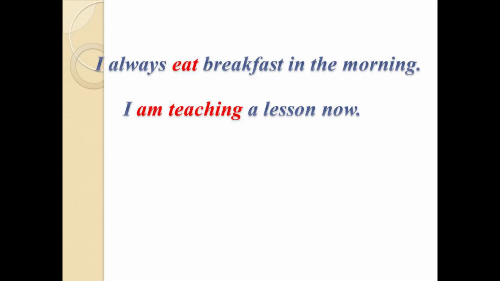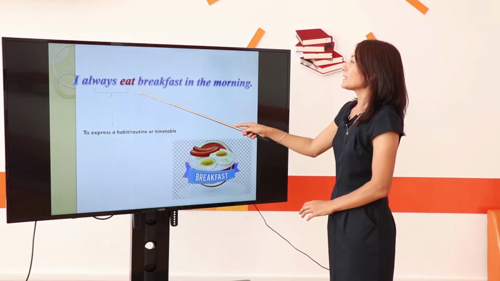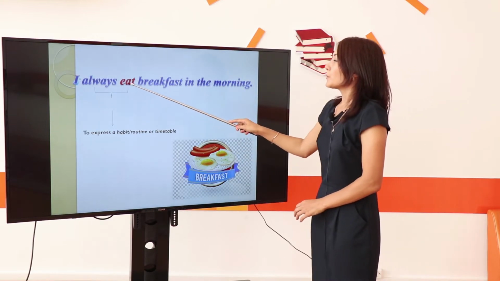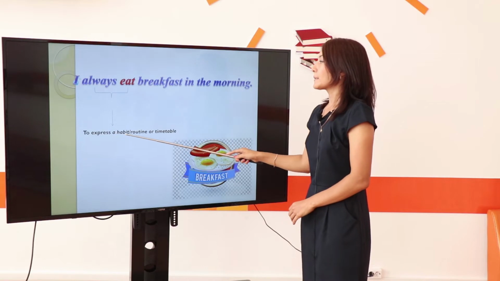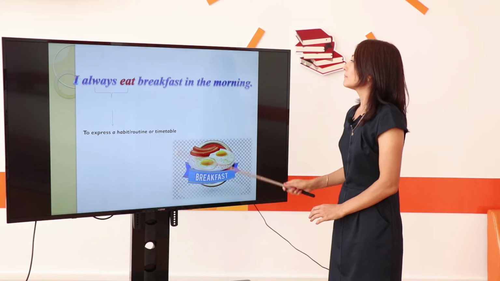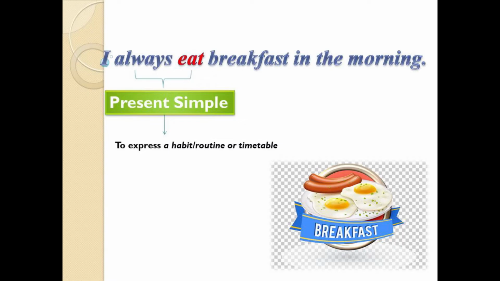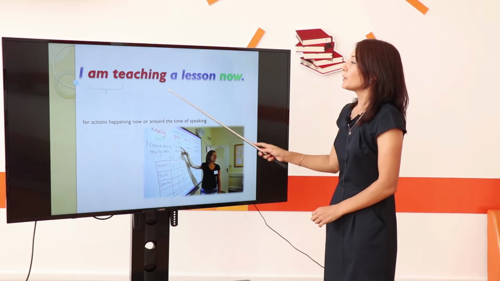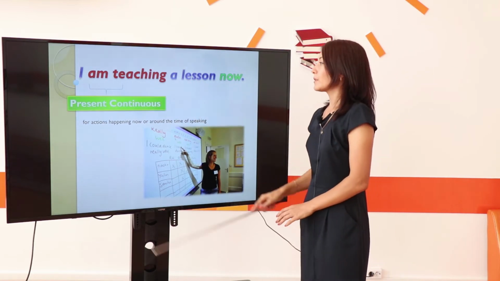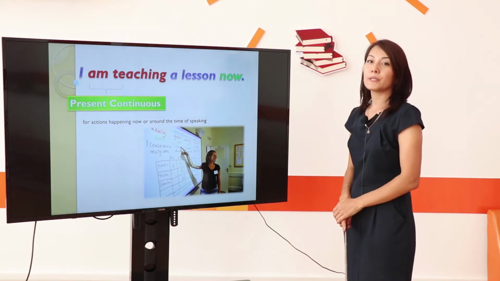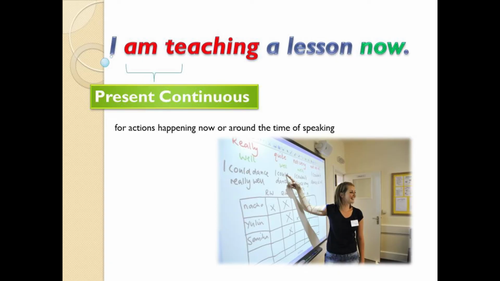Okay, let's see them. I always eat breakfast in the morning. We use present simple to express a habit, routine, or timetable. Present simple. I am teaching a lesson now. We use present continuous for an action happening now or around the time of speaking. Present continuous.